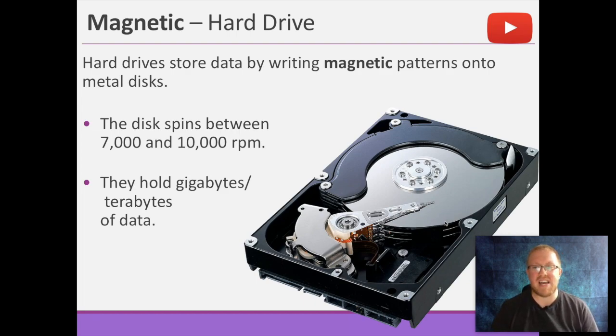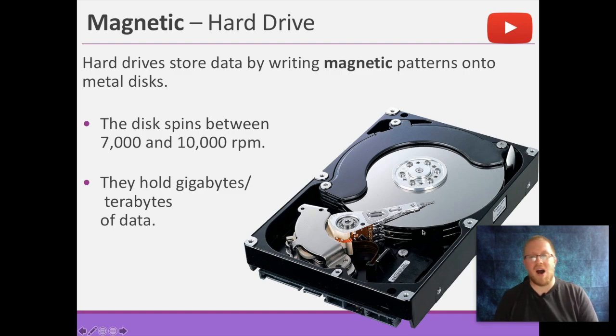It's called magnetic because on the end of this actuator arm is a tiny magnet, and then it magnetizes or demagnetizes the surface of the disc, which is metal, depending on if it is a 1 or a 0. A hard drive, a magnetic one, can hold between gigabytes and terabytes of information. So let's now have a look at how a magnetic hard drive works.